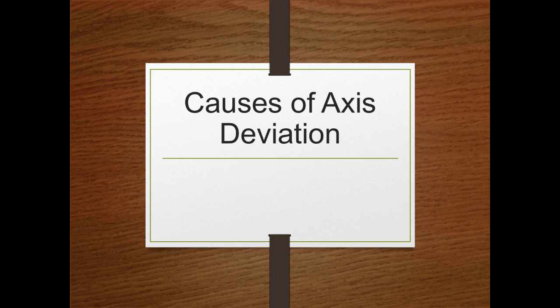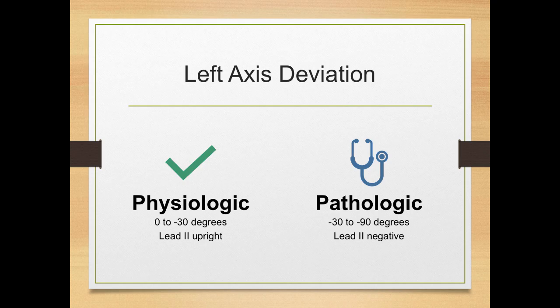Now let's talk briefly about some causes of axis deviation and dig a little bit deeper into left axis deviation. You saw at the very beginning of that quadrants video lecture that there's a little bit of overlap between the normal and the left axis quadrants. That's because we're going to take that left axis quadrant and divide it up into a physiologic and a pathologic side. The physiologic is 0 degrees to negative 30 degrees. Pathologic is negative 30 degrees to negative 90 degrees.